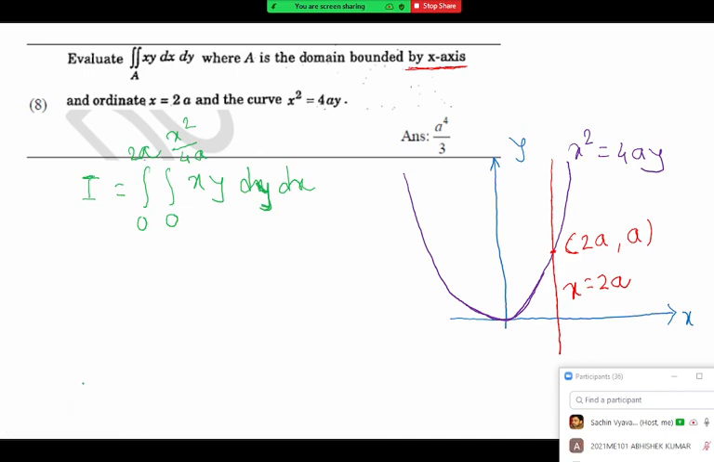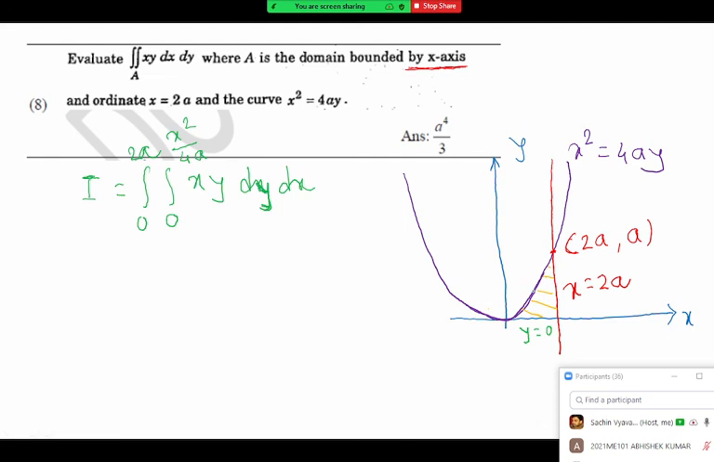X-axis means I will say this is y equal to 0. So there are three boundaries now. One is y equal to 0, x equal to 2a, and this parabola. So obviously the region that we have is this one, similar to a triangle, not an exact triangle, because this upper side is not a straight line, it is an arc there.